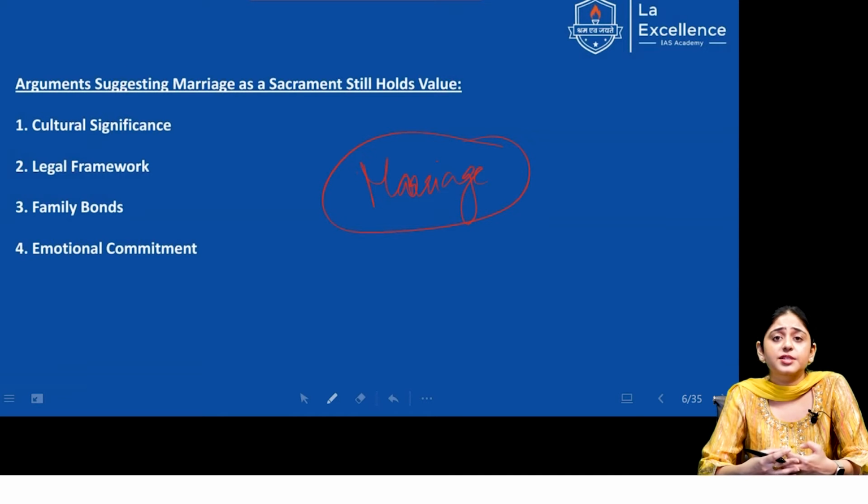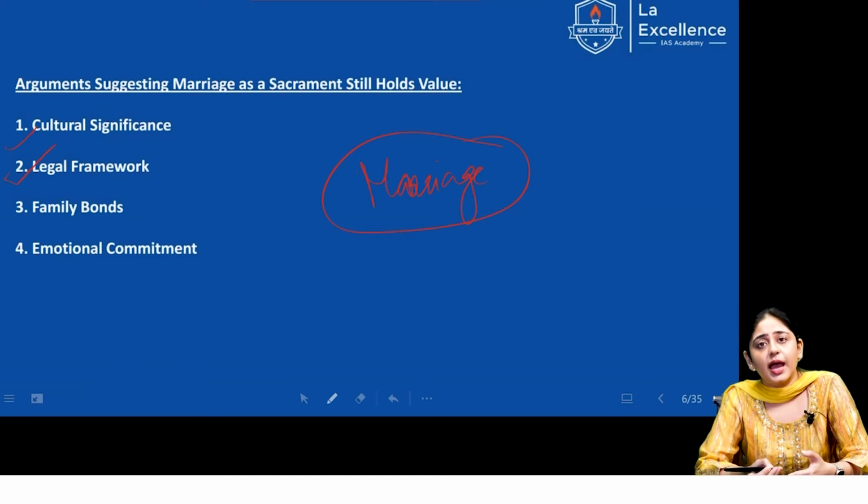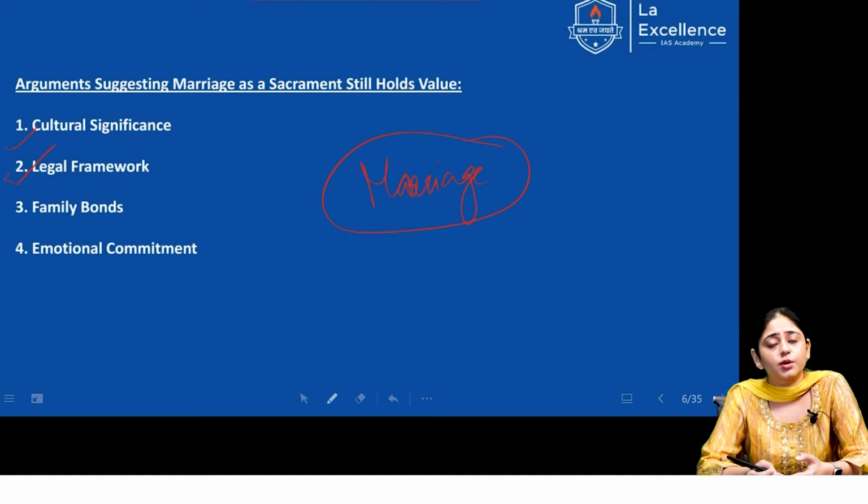Still, marriages are being celebrated with such pomp and show, right? So again, marriage still holds a cultural significance. It is still seen as important in the society, right? If you are married, it is seen with a lot of reverence, a lot of respect for you. Then legal framework in the country, there are marriage acts, special marriage acts are there, divorce laws are there, right? So again, the legal framework still exists. If marriage wasn't that important, why would a legal framework exist in a country? So that is existing. That again says marriage is still important. It still holds its value.